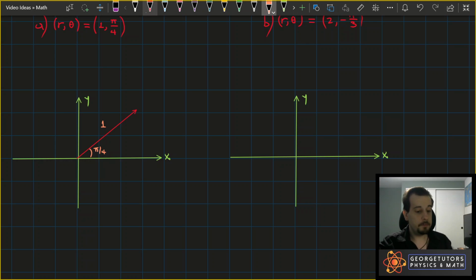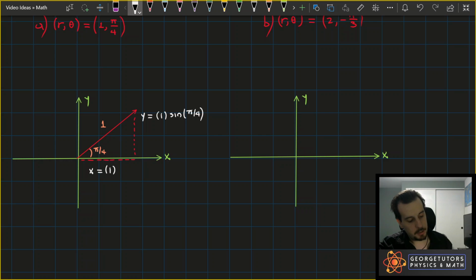If I'm wondering what the x and y components are, they're really easy to obtain. Simply for the y component, take the 1 and multiply it with the sine of pi over 4. And for the x component, take that 1 and multiply it with the cosine of pi over 4.